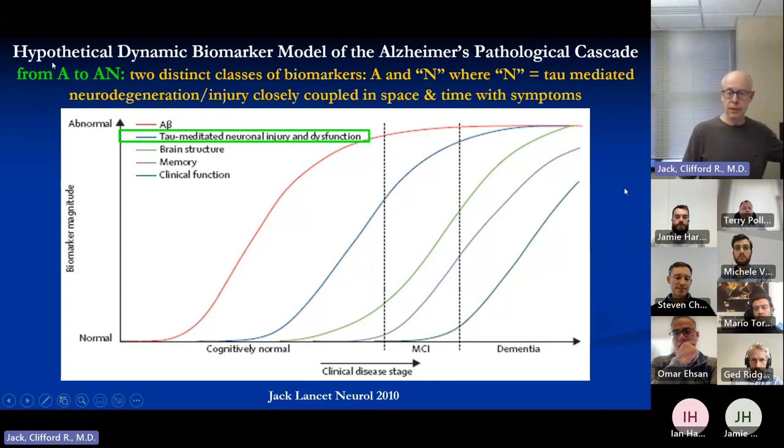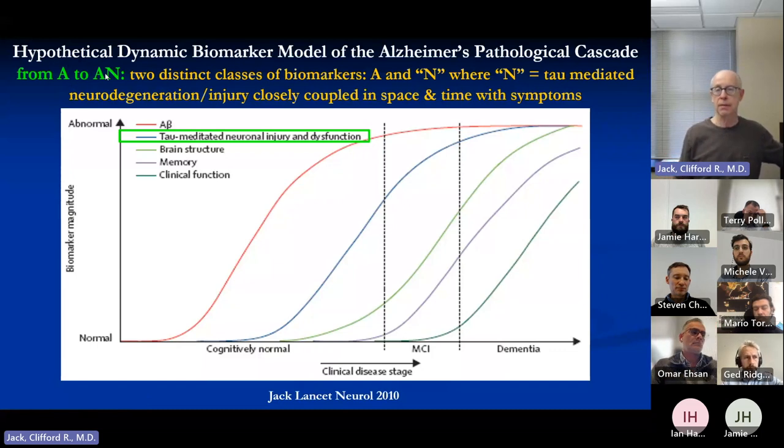So it's a number of years ago. Probably by this point, it's almost 14 or 15 years ago. There have to be at least two separate classes of relevant biomarkers in this disease. And that would be biomarkers of amyloidosis and then biomarkers of tau-mediated neurodegeneration.